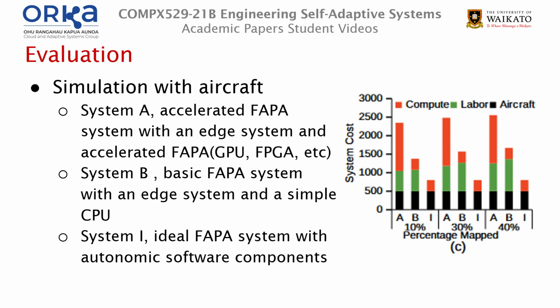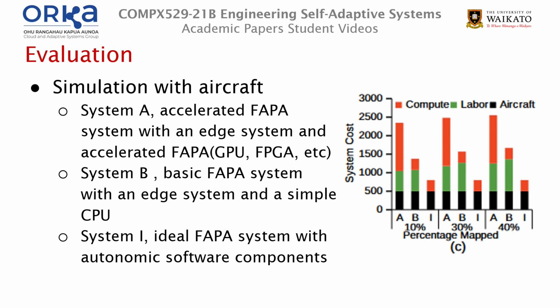System A consisted of an accelerated FAPA system equipped with an edge device with an accelerator. System B consists of a basic FAPA system equipped with an edge system comprised of only a single CPU. System I makes use of autonomic software components that allow for policy-driven autonomy, effectively doing away with labor costs. The results of these tests are shown in the figure on the right.